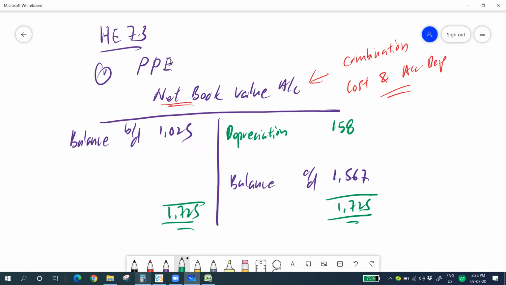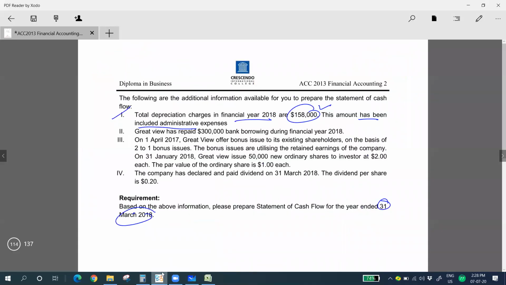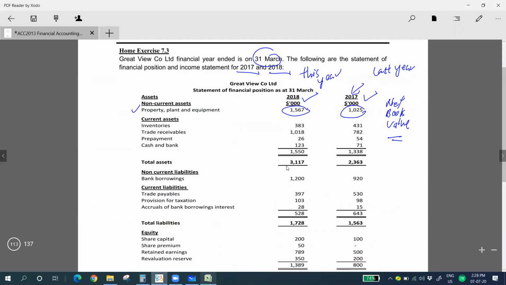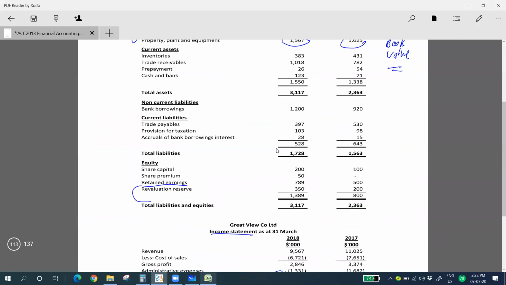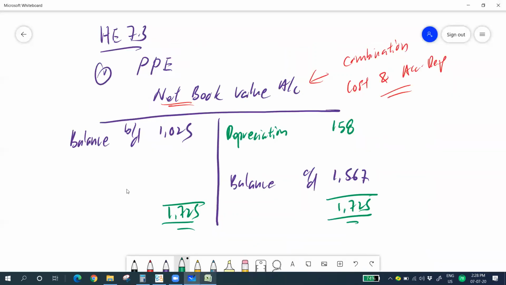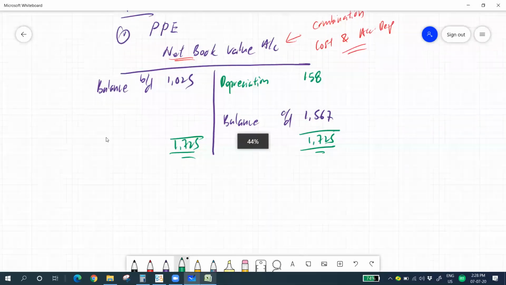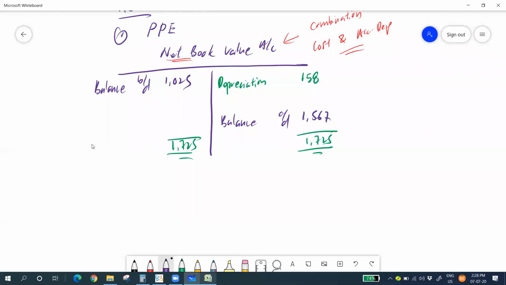But in this question, you have to take more caution because the examiner is very tricky. Why? Take a look here. Did you see this? Revaluation reserve. Last year, revaluation reserve is 200,000. This year is 350,000, meaning that there is an increase in the revaluation reserve. So let's see the impact in the revaluation reserve. So this is the revaluation reserve.